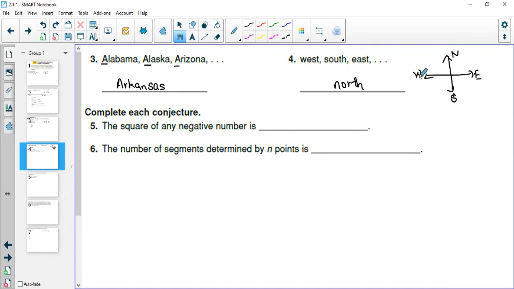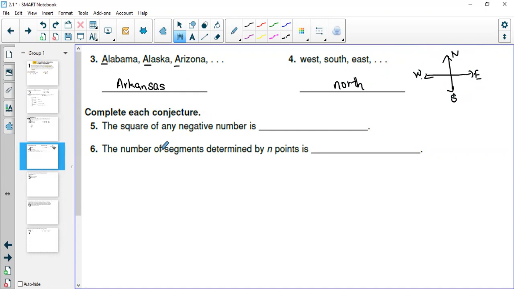So they are going in the counterclockwise direction. Always we say north, east, south, west, but here they're going the other way around. It's a pattern, so they can follow any order they want. Okay, so let's try to do this. Complete each conjecture. So we are going to complete this.